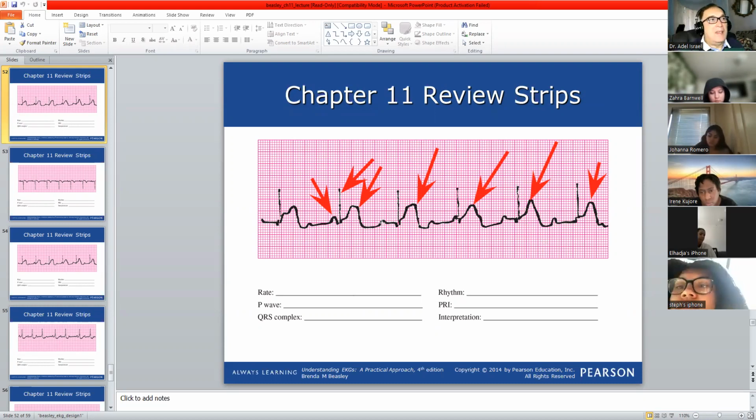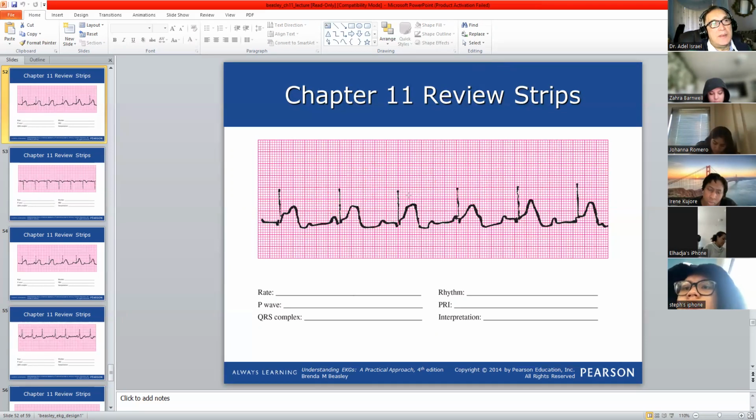So this strip is tricky, and it does not actually belong to third degree, but we are going to talk about this in the next chapter, God willing. So don't panic, this is not the QRS. This is the QRS. All right.